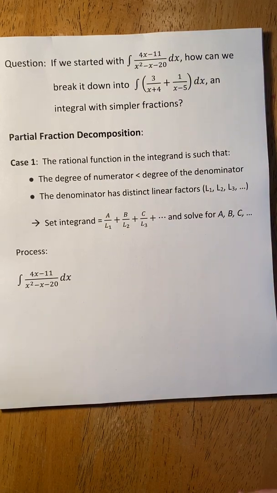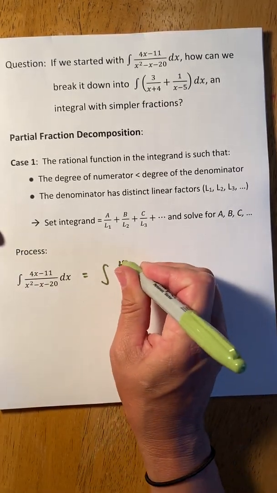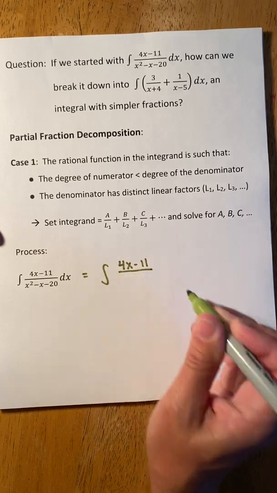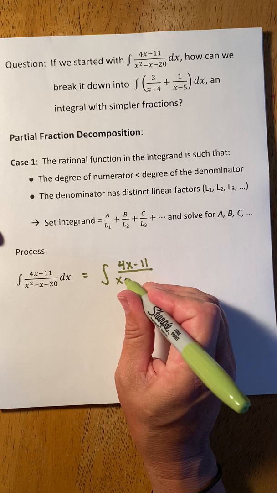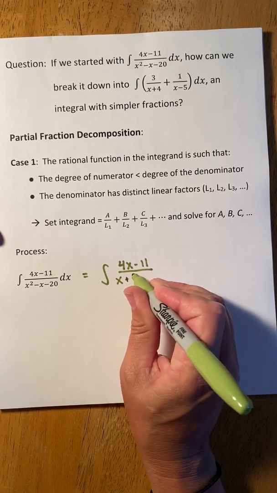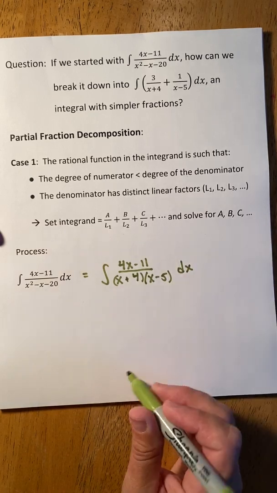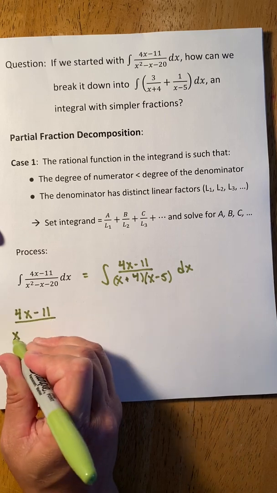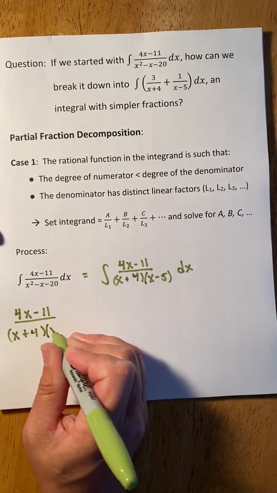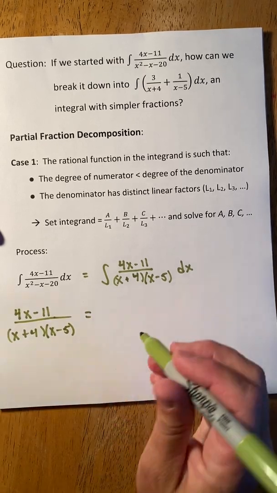All right, what do I mean? Well, let's do this process. So we decided that this is going to be 4x minus 11. We try factoring the denominator. If we can work with linear factors, that's really great. And x squared minus x minus 20 is just x plus 4 times x minus 5. So what we do is set 4x minus 11 all over x plus 4, x minus 5. So these are distinct linear factors. They're two different linear factors.